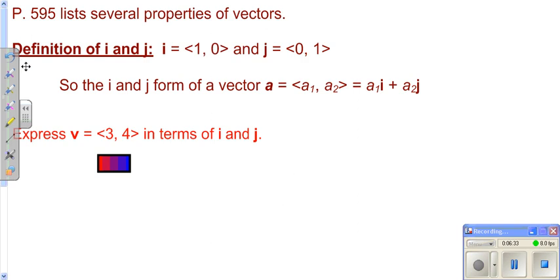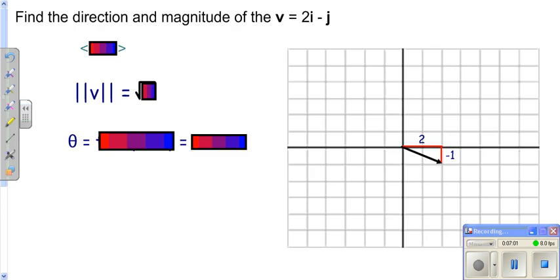Definition of i and j. Basically, an i is a unit vector going 1 unit to the right and 0 up. j is a unit vector going 0 units to the right and 1 unit up. So if you wanted to express your vector of 3 over and 4 up in terms of i's and j's, you go 3i, because you're going 3 horizontal and i is horizontal, plus 4j, because j is vertical, because you're going 4 up.